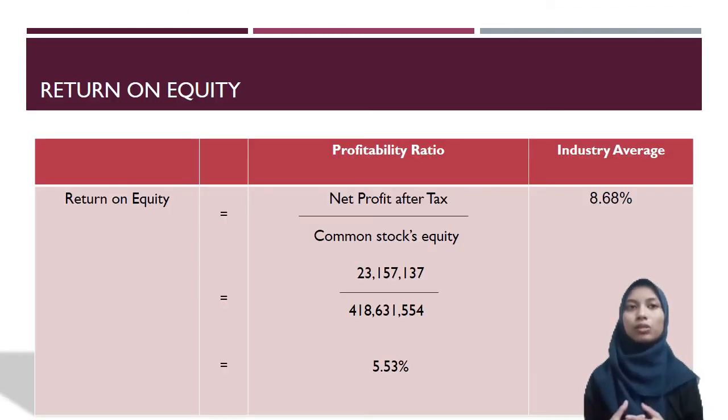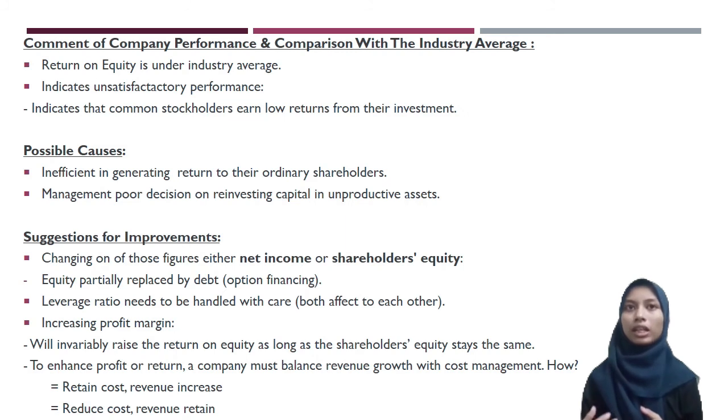Okay, next we will see the performance for the return on equity. As you can see, the company shows unsatisfactory performance for return on equity compared to the industry average, because the return on equity is under the industry average. The return on equity for Glomac Berhad is 5.53%, while the industry average is 8.68%. Okay, this indicates that the common stockholders earn a low return on their investment.